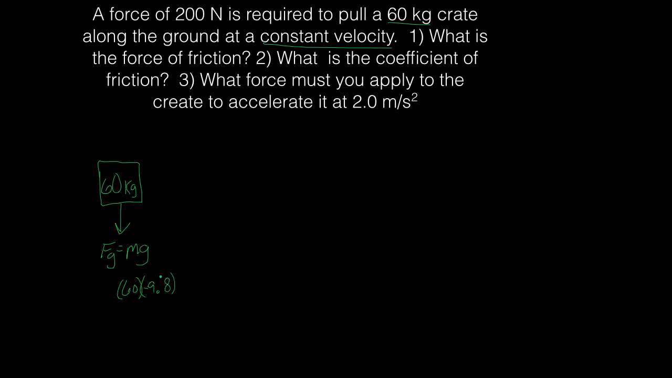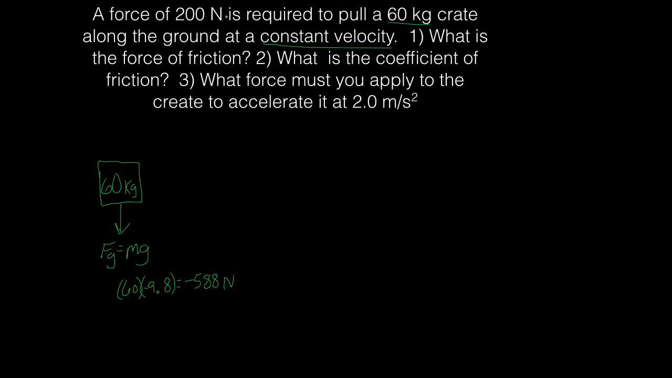So let me get my calculator. 60 times a negative 9.8 is equal to a negative 588 newtons. Force always has newtons as a unit. Okay, and that's the force of gravity.